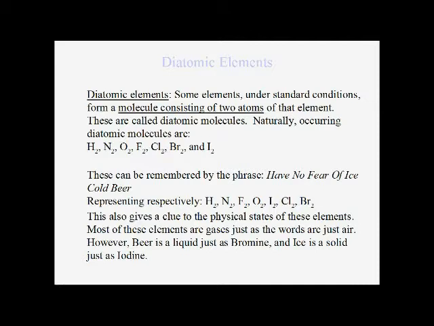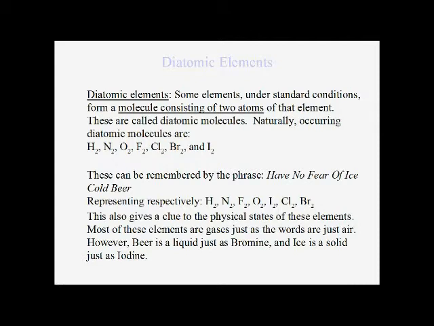So we need to know the diatomic elements, so every time we write one in a chemical equation, we're going to be writing it correctly. This will allow us to balance the equation correctly. So those elements are hydrogen, nitrogen, oxygen, fluorine, chlorine, bromine, iodine. A way of remembering it in mnemonic is have no fear of ice cold beer. So have is hydrogen, no is nitrogen, fear is fluorine, of is oxygen, ice is iodine, cold is chlorine, beer is bromine.